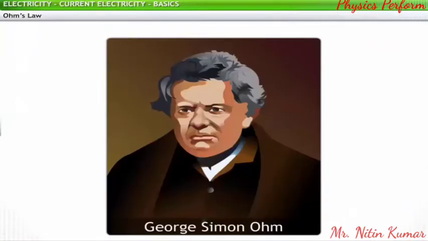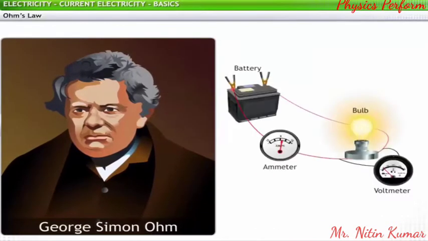In 1827, a German scientist, Georg Simon Ohm, conducted a series of experiments to study the variations in electric current when the potential difference across a conductor was changed. With the findings of his experiments, he postulated Ohm's law, which explains the relationship between electric current, voltage, and resistance.